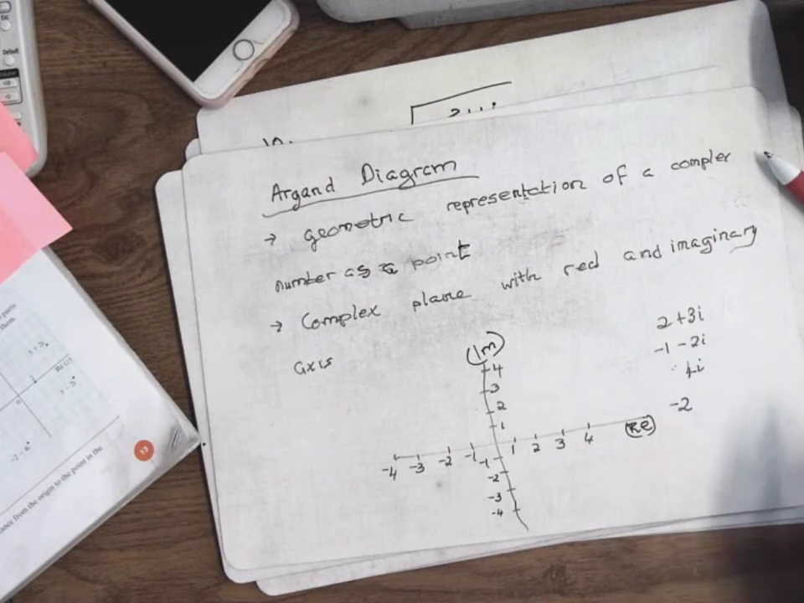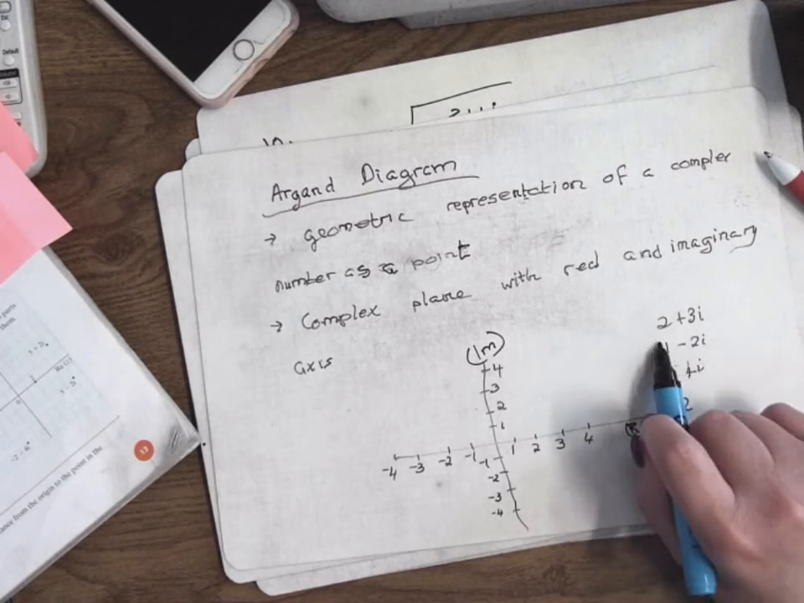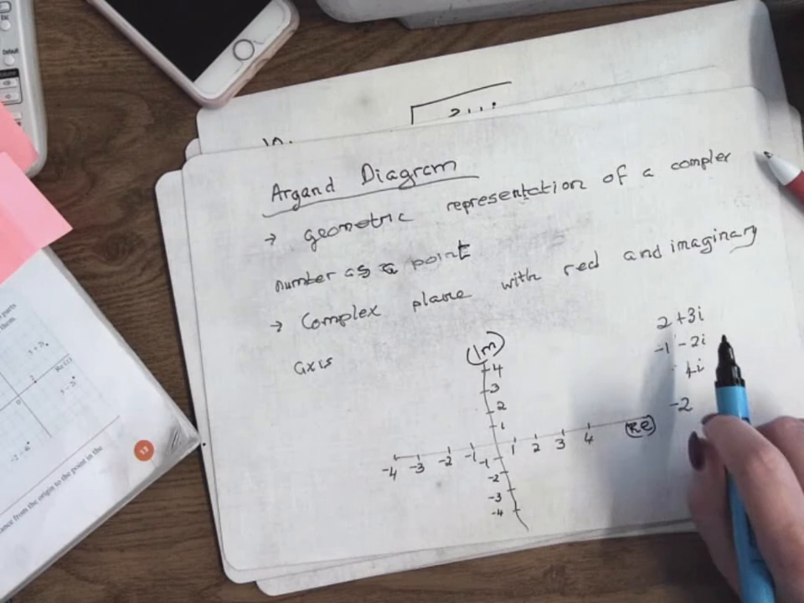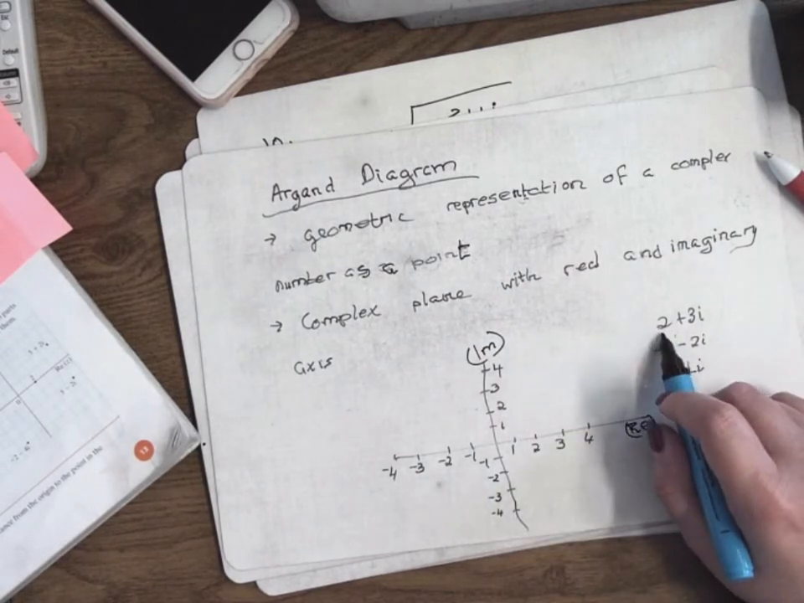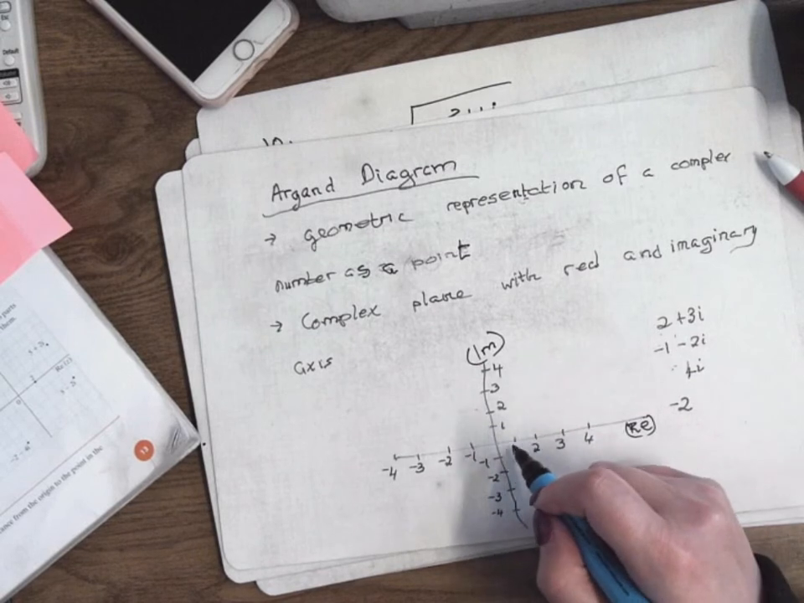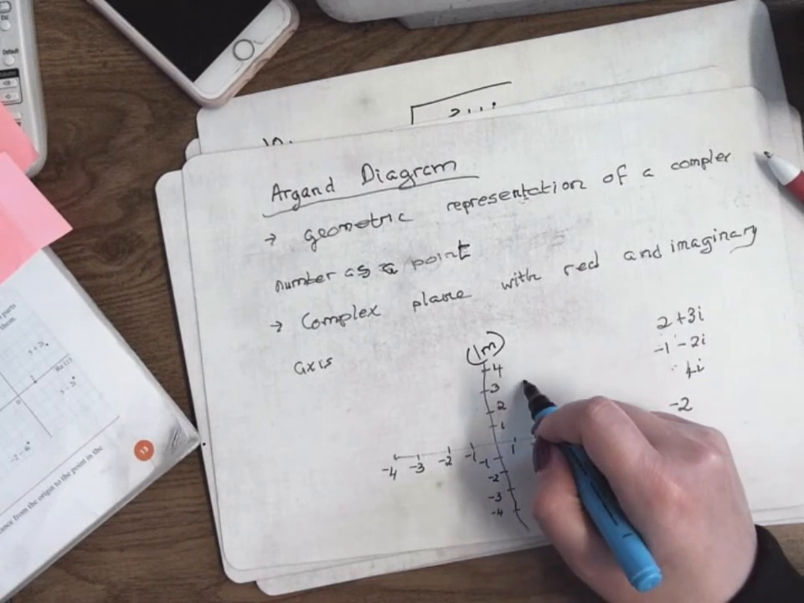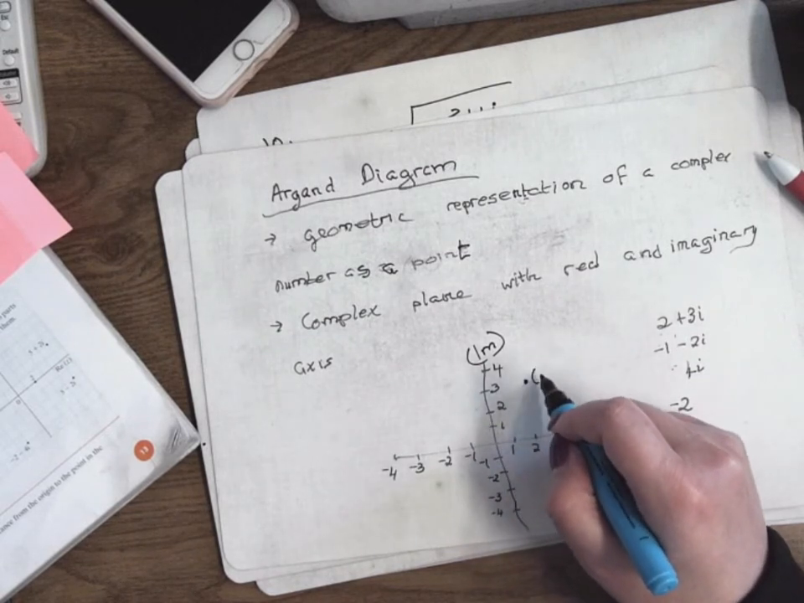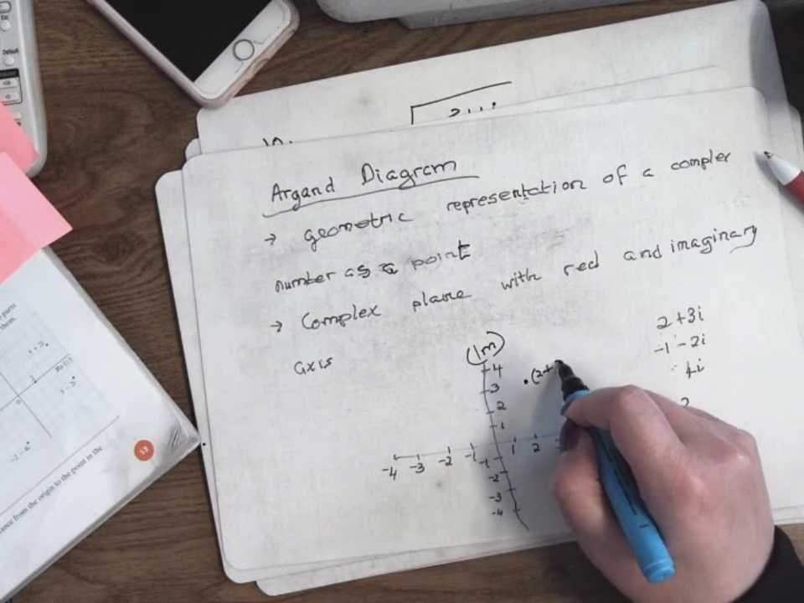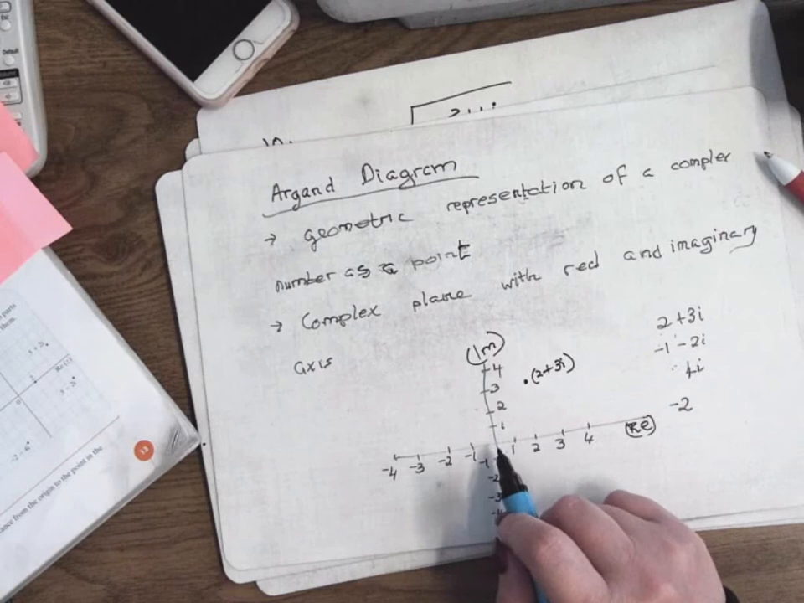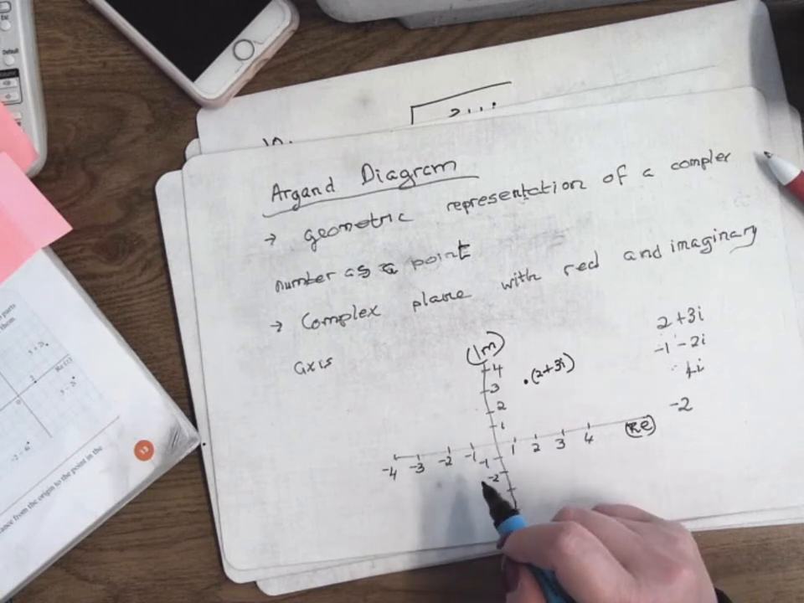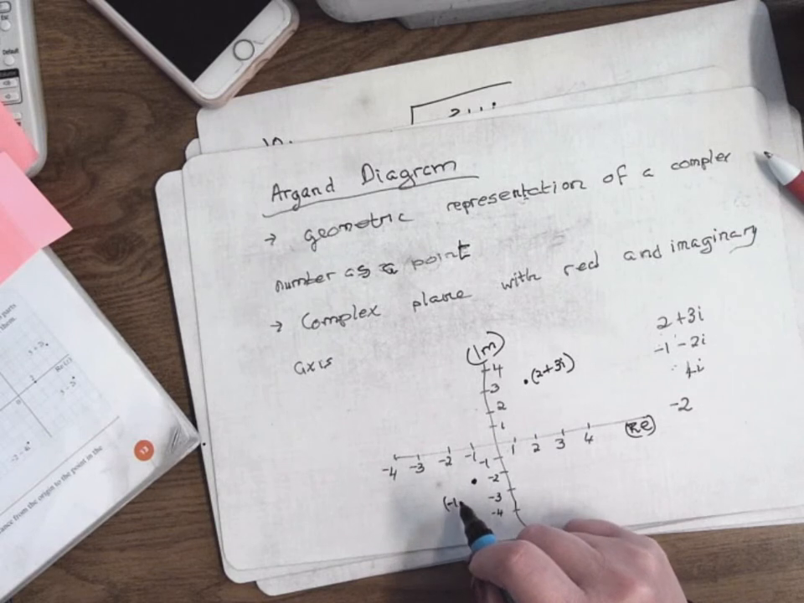Right, okay. So all it means is to plot 2 plus 3i, that's a complex number. To plot that on an Argand diagram, you go to 2 on the real axis and 3 on the imaginary axis. So it's basically across 2 and up 3. Okay, so this is 2 plus 3i. Minus 1 minus 2i is across to minus 1 on the real axis, down to minus 2 on the imaginary axis. So it will be down there.